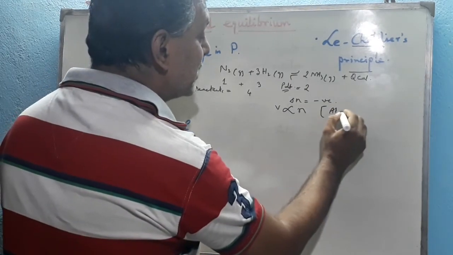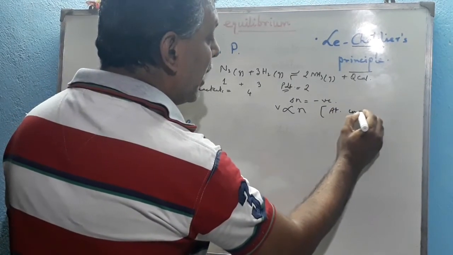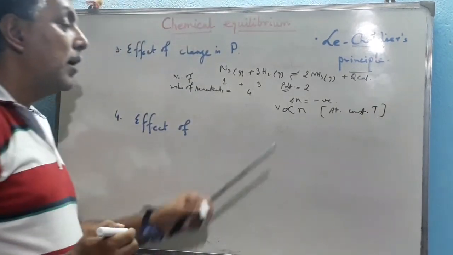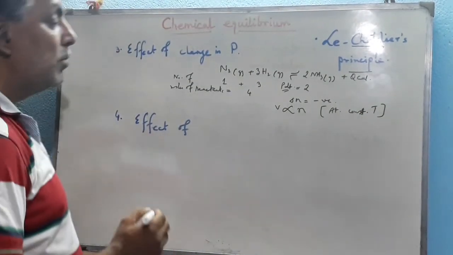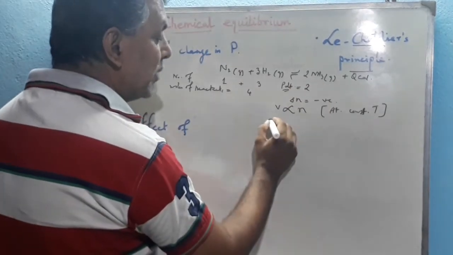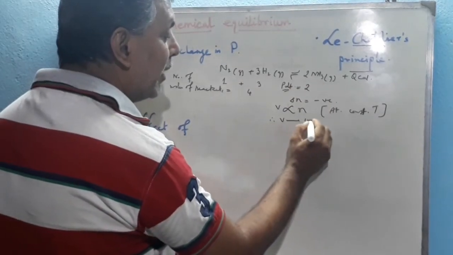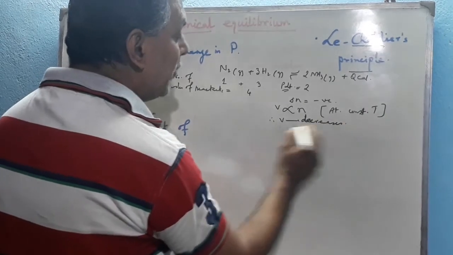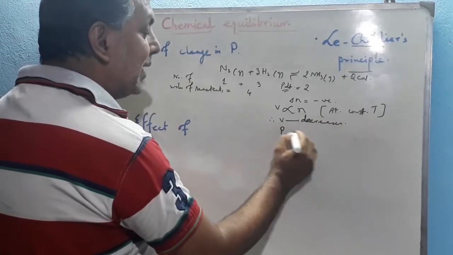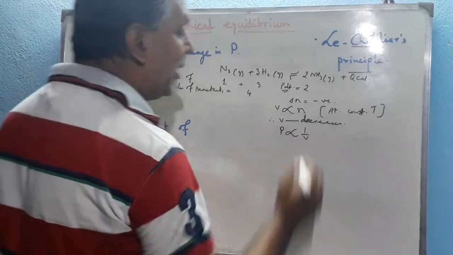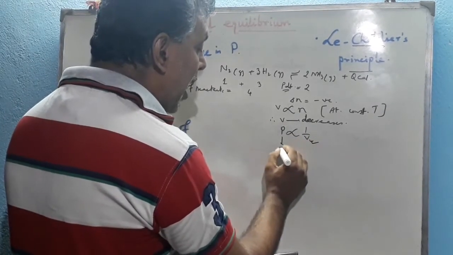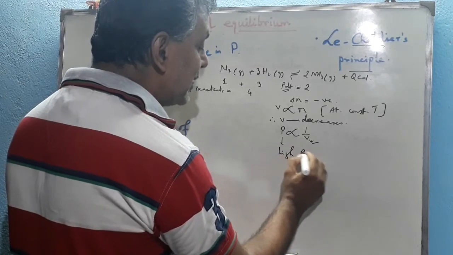At constant temperature, according to Avogadro's law, number of moles is directly proportional to the volume. So, as the number of moles decreases, we can say that volume decreases in the forward reaction. Volume decreases. So, again, from Boyle's law, we can say that P is proportional to 1 by V. So, as volume decreases, we can say that high pressure is required for this reaction.